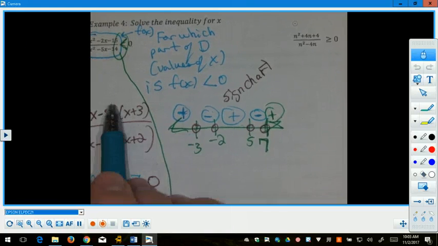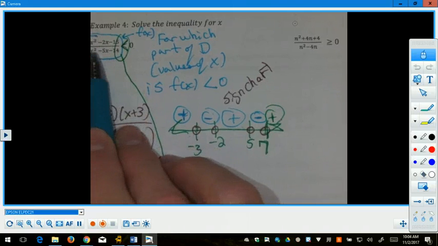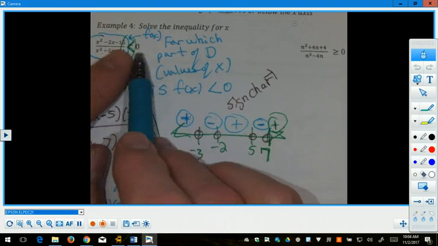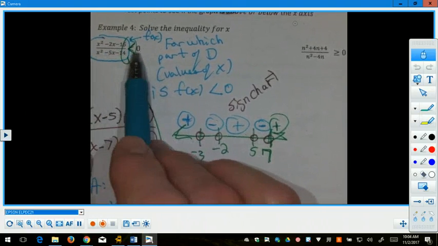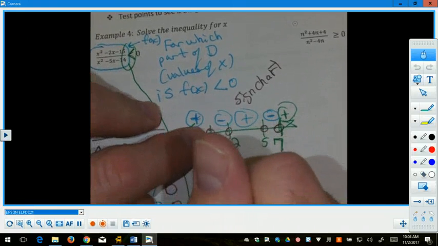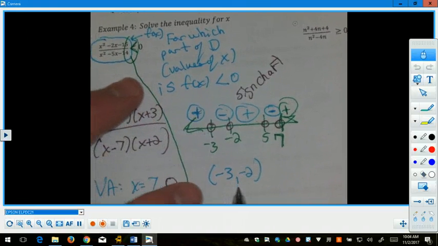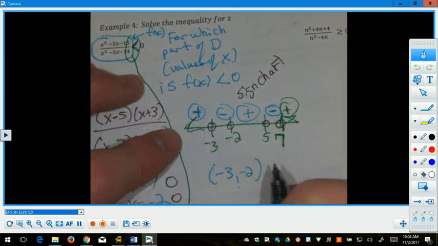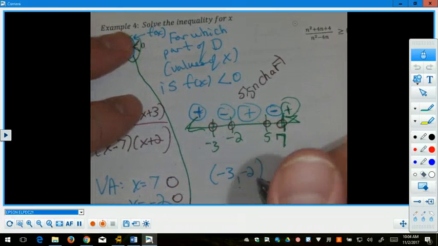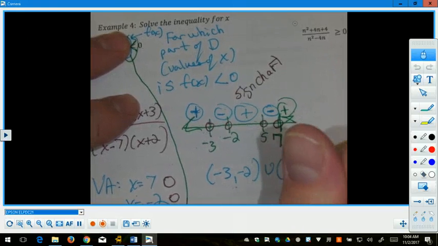So the answer to this inequality, which is really saying, when is this function less than a height of 0 or an output of 0, when is the height below the x-axis? The answer is that it's below the x-axis between -3 and -2, but not including them because that would be on the x-axis. Well, for the -3 anyhow, the -2 has no value at all. And between 5 and 7, but not including either of those.